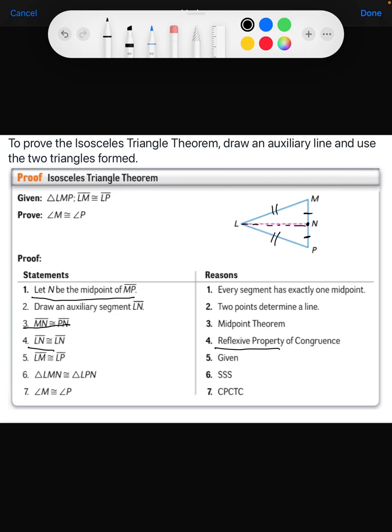So that was given. And then we can say triangle LMN is congruent to triangle LPN. We can do that based on side, side, side, because we have all three sides, 1, 2, and 3, that are equal to each other. So if all three sides are equal to each other, we can call those congruent triangles. And because corresponding parts of congruent triangles are equal to each other, we can say that angle P and M are equal based on CPCTC.